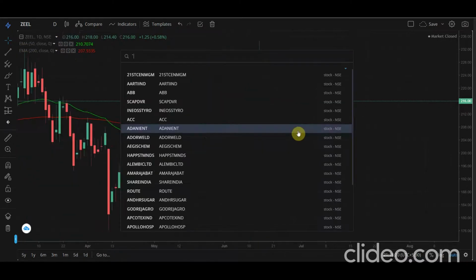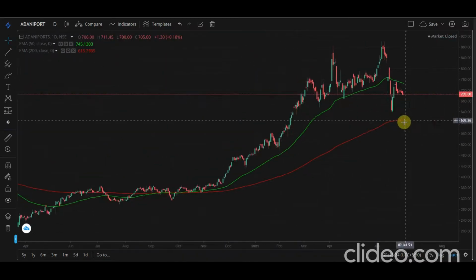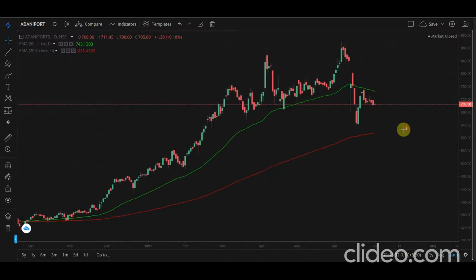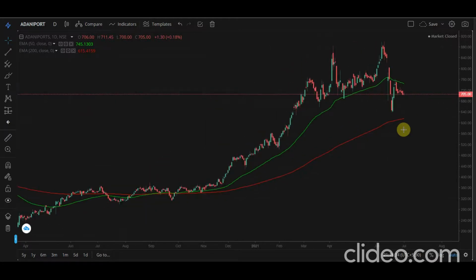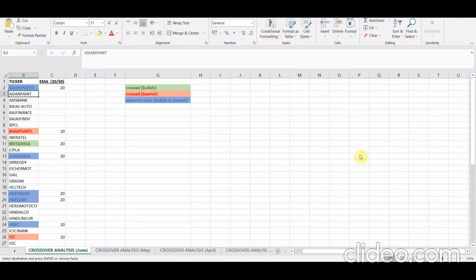All right, let's start with Adani Ports. Okay, the gap is too wide. Again, the higher the period in exponential moving averages, the slower it moves. Basic mathematics. So we will be getting very few stocks in this particular pair, that is the 50 and 200 EMA. So let's move on to the next stock, Asian Paints.